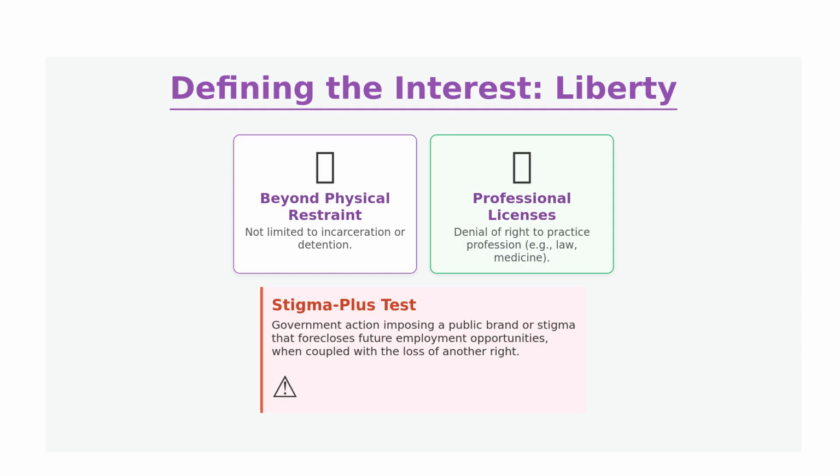Furthermore, liberty protection covers situations where government action imposes a significant stigma or brand upon an individual that effectively forecloses future employment opportunities. This is often analyzed under the stigma plus test. If the stigma is coupled with the denial of some other tangible right, such as the loss of a job or license, a liberty interest is triggered, demanding procedural safeguards.